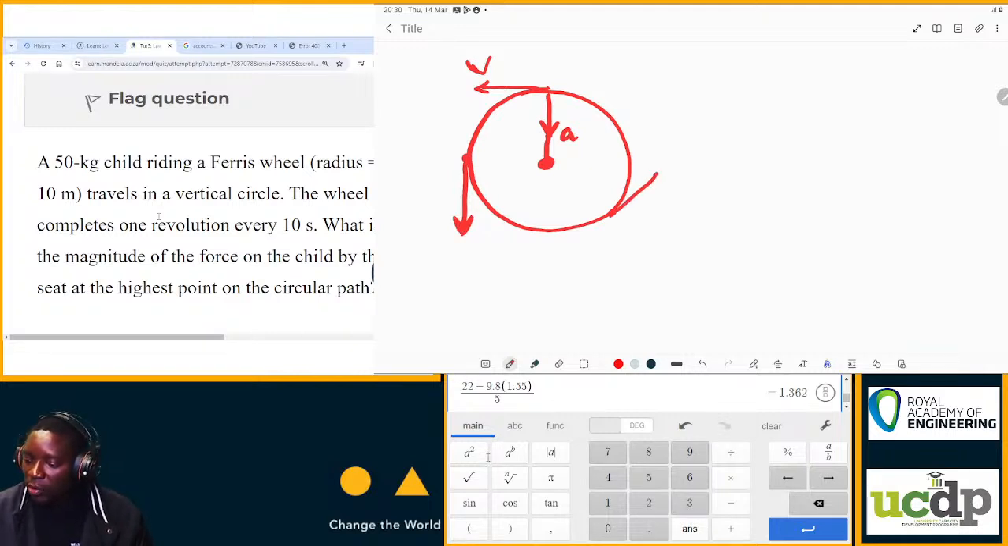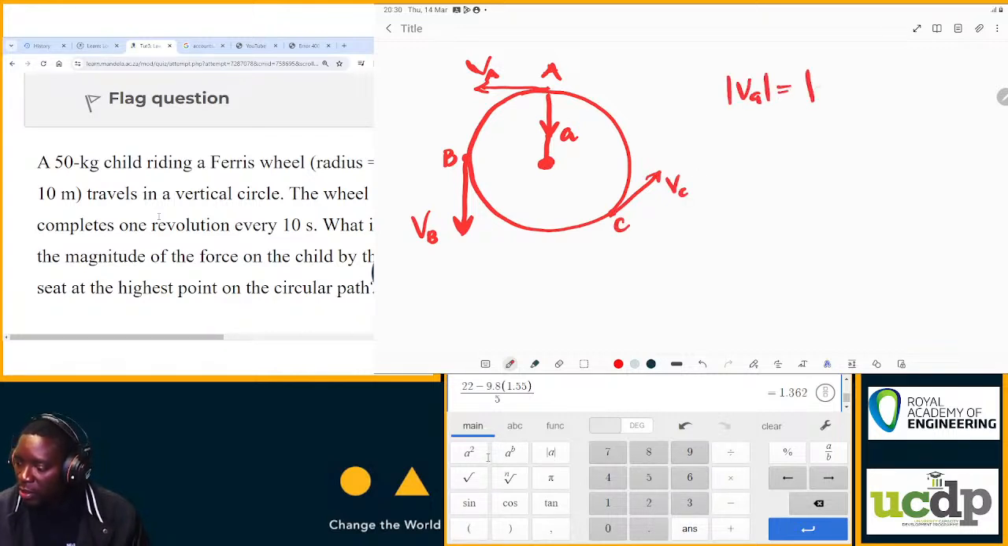So let's say point A, where we have VA, point B, where VB, and point C, where VC. The magnitude of VA equals the magnitude of VB equals the magnitude of VC. These magnitudes are basically speeds. What makes them different are the directions. So the change in direction is what accounts for the change in velocity, which gives us an acceleration. And that acceleration is centripetal acceleration, which is towards the center.